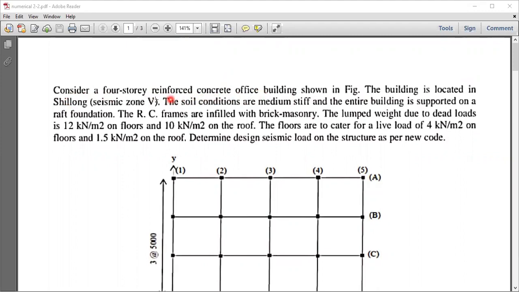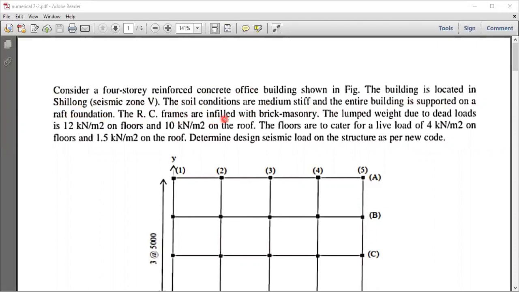It is a reinforced concrete building as shown in the figure. The building is located in Shillong. So seismic zone 5 he has already mentioned in the question. If zone 5 is not given over here, you have to look into the chart and identify which zone Shillong belongs to. The soil conditions are medium to stiff and the entire building is supported on a raft foundation.